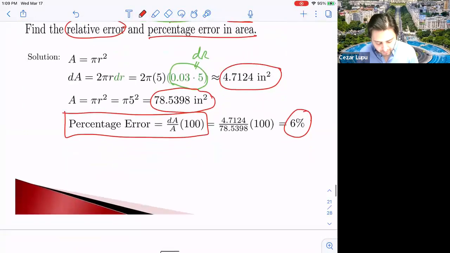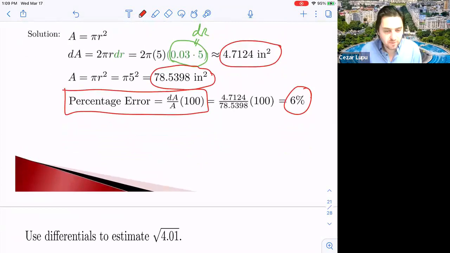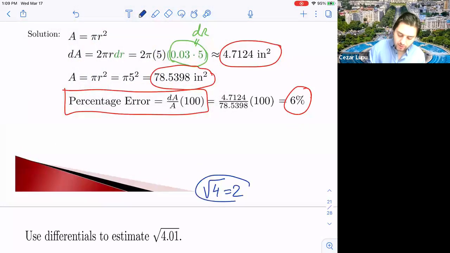Now let me veer towards something else. Let me ask you something. How would we use differentials to estimate this number? In fact, I would like you to plug this into a calculator to tell me what this is equal to. You know that the square root of 4 is 2, right? So we know this. But now we would like to estimate the square root of 4.01. We would like to see what this is close to.